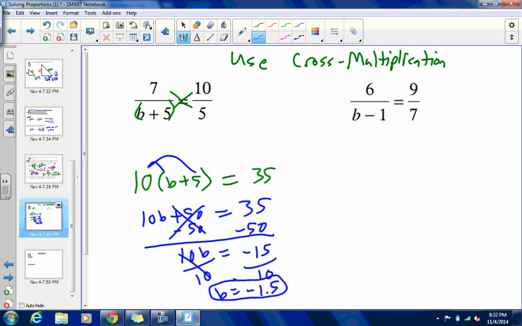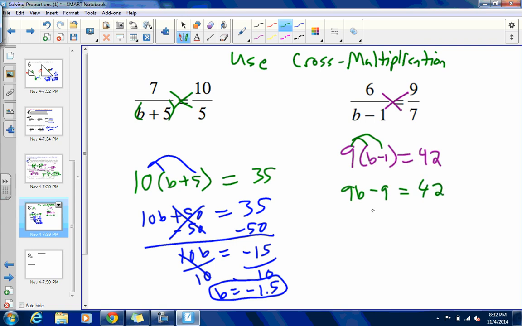All right, so I hope you worked through this one. We're going to use, again, cross multiplication. And we've got b minus 1 times 9, or 9 times b minus 1. And that's equal to 6 times 7, which is 42. All right. And again, we're going to use some distributing here. You have 9b minus 9 equals 42.